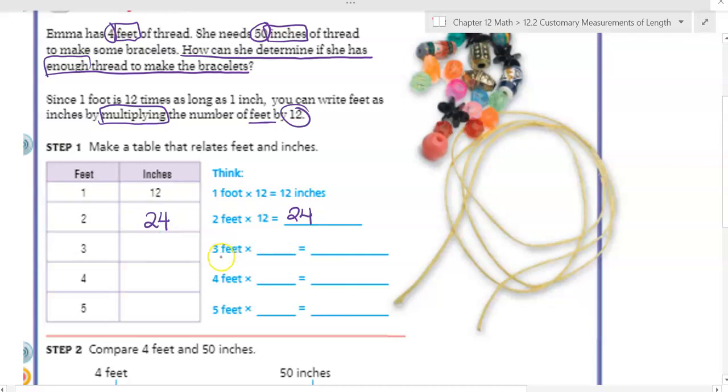Now, for our next one, we've got 3 feet. We're still going to multiply by 12 to get 36. So there are 36 inches in 3 feet. For 4 feet, we still multiply by 12, and we get 48. So there are 48 inches in 4 feet. And in 5 feet, we multiply by 12. That gives me 60 inches in 5 feet.